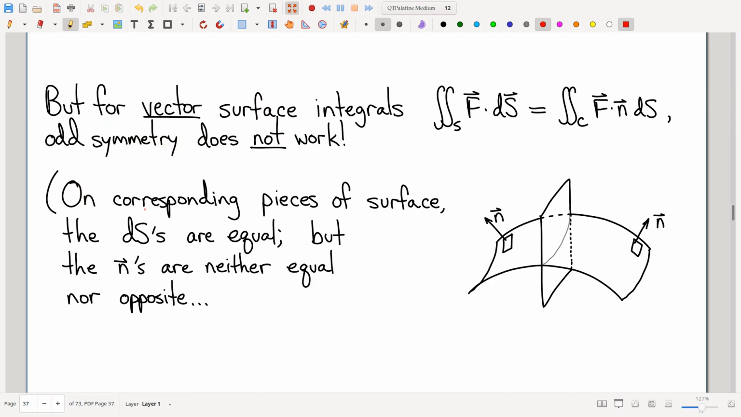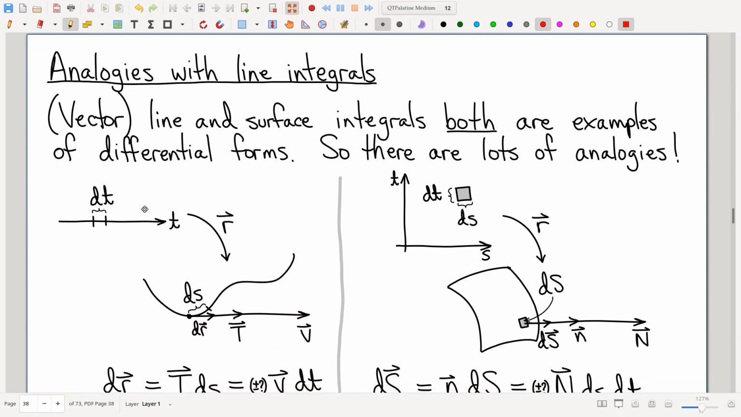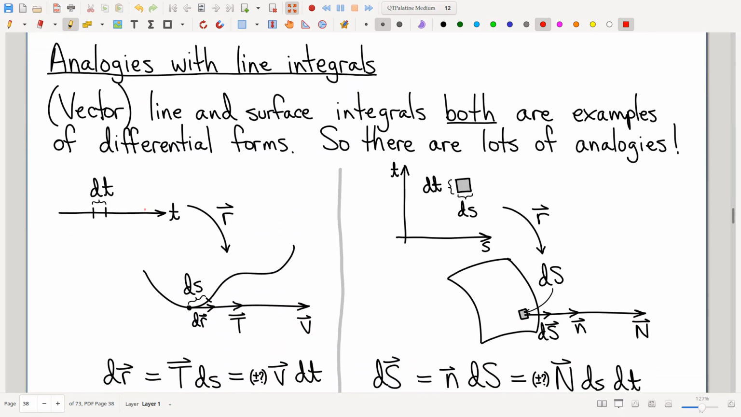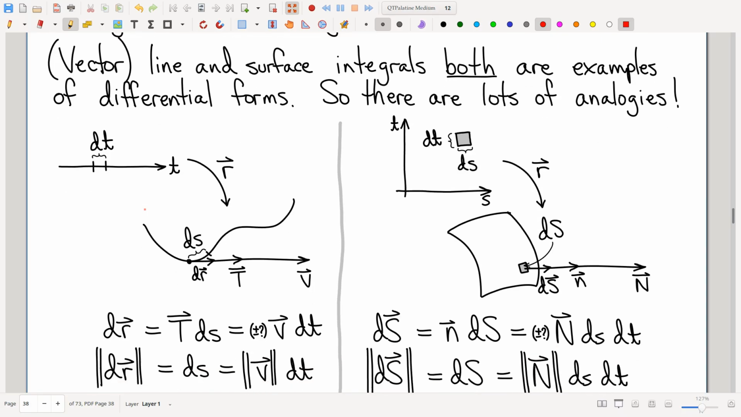Okay, last thing we're going to do. I've been deliberately developing vector surface integrals in parallel with the way we developed vector line integrals. They are actually pretty analogous. I think there's value in seeing that, so I like to develop them in service to that point. Let me go a little deeper on how strong that analogy is. I think this is a fun exercise.